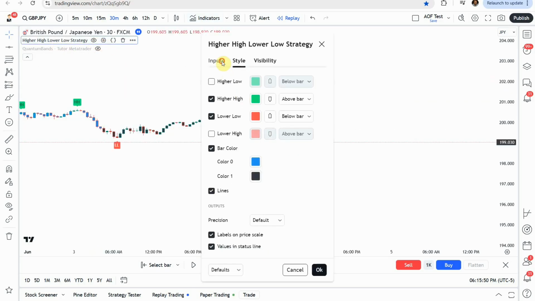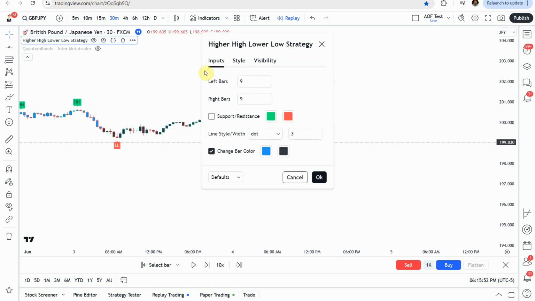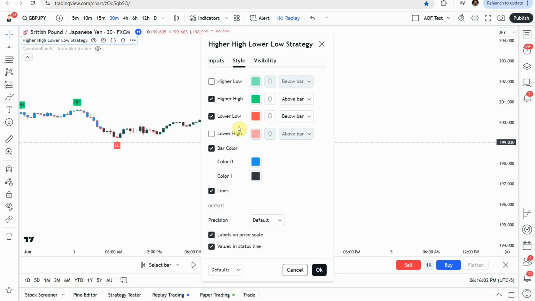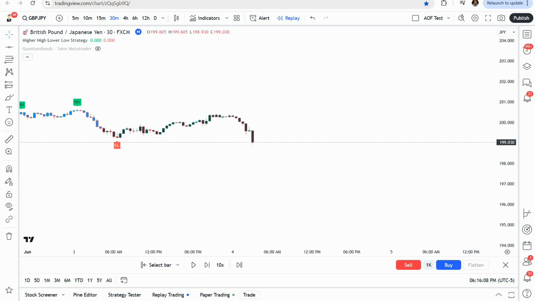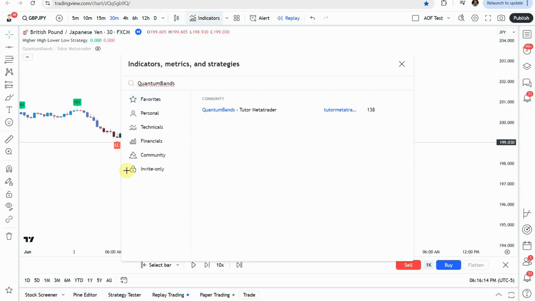And we're going to jump into the settings. And under the inputs, you're going to change the left bar and the right bar both to 9. You're going to uncheck this support and resistance option. You're then going to jump into the styles, and you're going to uncheck the higher low and the lower high, and then click OK. The next indicator you will add to the screen is going to be the quantum bands indicator. This one right here.